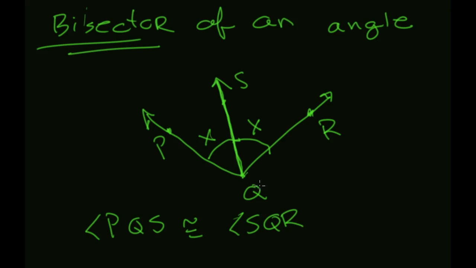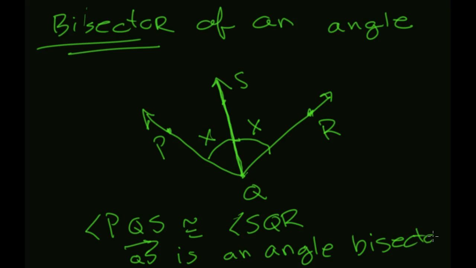So this means that angle PQS is congruent to angle SQR. So if a ray breaks an angle into two congruent parts, then we say that ray QS is an angle bisector. Another way of saying that is we can say that ray QS bisects angle PQR.